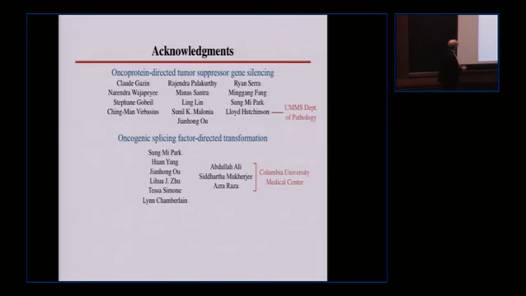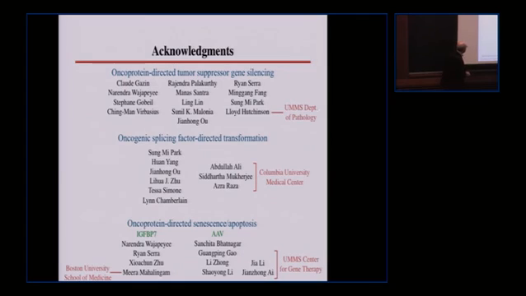Oncogenic splicing factor directed transformation. This has primarily been carried out by Sung-Mi Park, a postdoc in the lab. We had a very important collaboration with a group from Columbia who runs this myelodysplastic syndrome clinic. That's headed up by Azra Raza. An important part of that project is also Siddhartha Mukherjee. Some of you may recognize him because he is the author of the book, The Emperor of All Maladies, The Natural History of Cancer. If you haven't read the book, I highly recommend it.